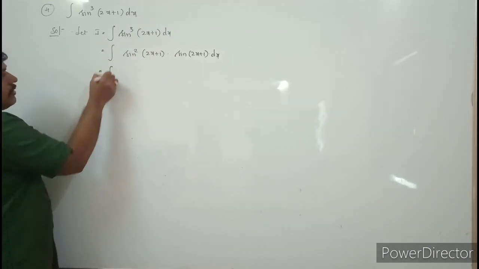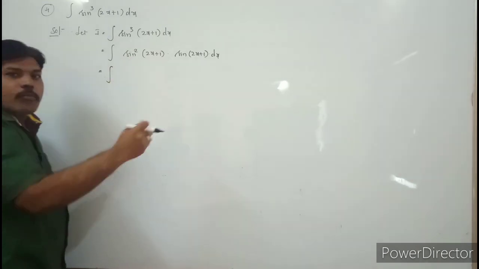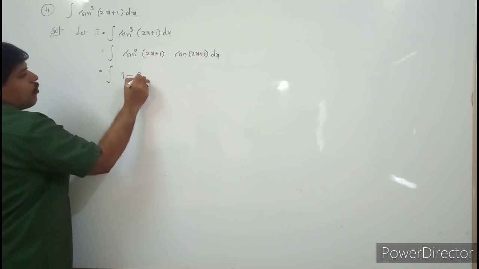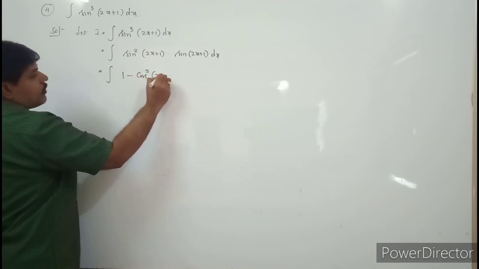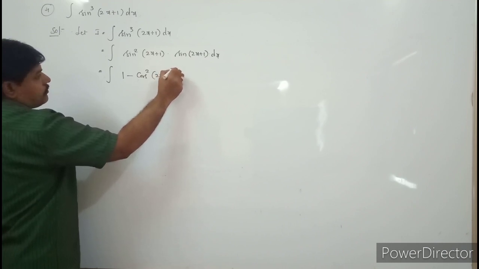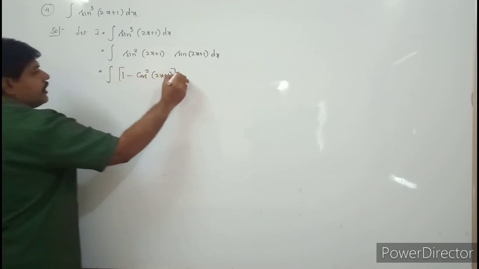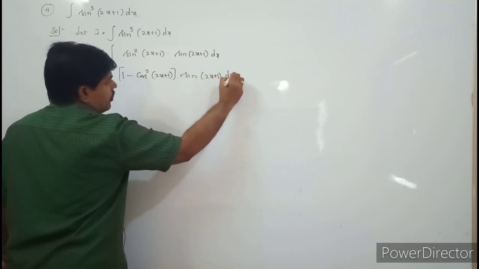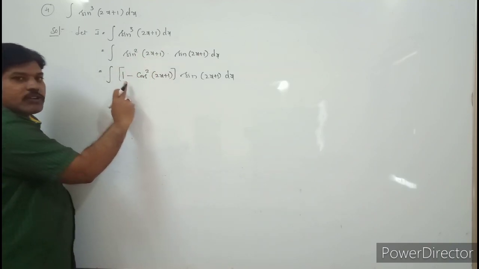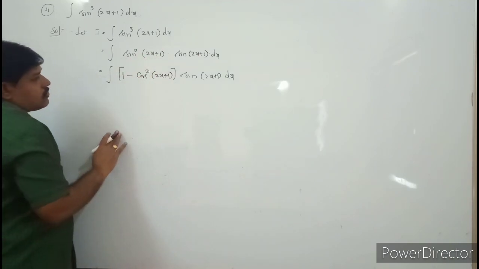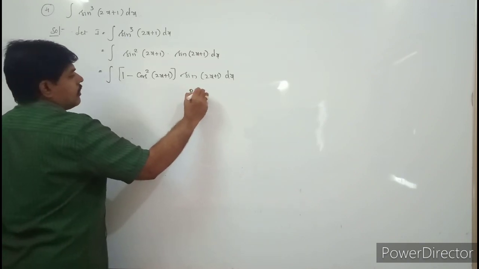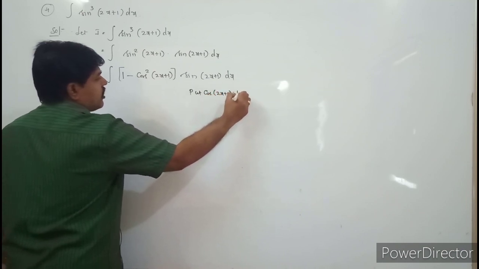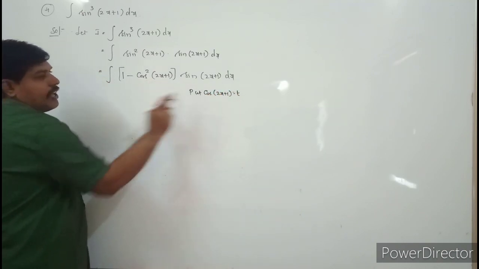So next, sine square theta you can write as 1 minus cos square theta. So you can take it as integral of 1 minus cos square of 2x plus 1 into sine of 2x plus 1 into dx. So sine square theta I wrote as 1 minus cos square theta. So here what we will take is, put cos of 2x plus 1 is equal to t. So this cos of 2x plus 1 I am taking as t.